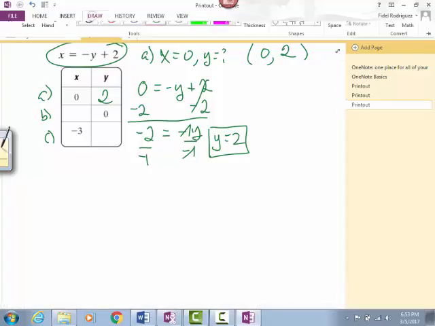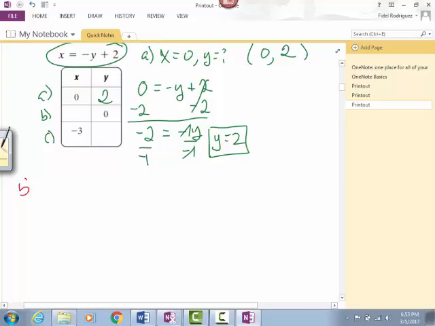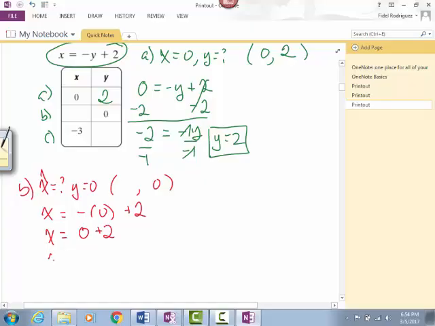Okay, let's do this all over again, but now I'm going to do my part B. So my part B says, I don't know what the letter x is, but we do know that y is equal to 0. So again, I'll write my point like this, comma 0. When we figure out what x is, we'll go ahead and put it in there. So I'm going to write x equals negative 0 plus 2. Remember, you can think about that as negative 1 times 0. Negative 1 times 0 is still 0, and 0 plus 2 is just 2. So I can put a 2 right here, or if I want to, I can put a 2 right there.